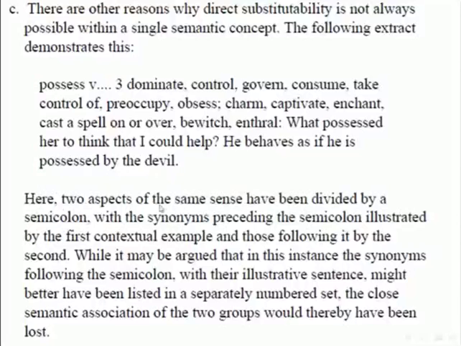Here, two aspects of the same sense have been divided by a semicolon, with the synonyms preceding the semicolon illustrated by the first contextual example and those following it by the second. While it may be argued that in this instance the synonyms following the semicolon, with their illustrative sentence, might better have been listed in a separately numbered set, the close semantic association of the two groups would thereby have been lost.